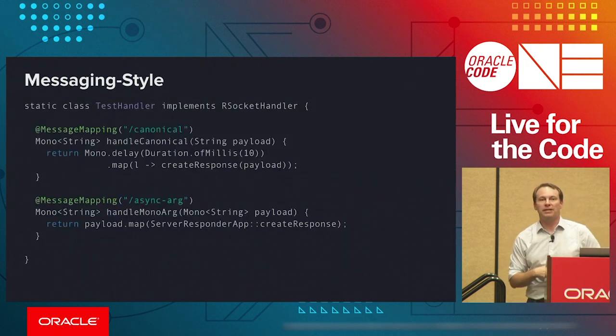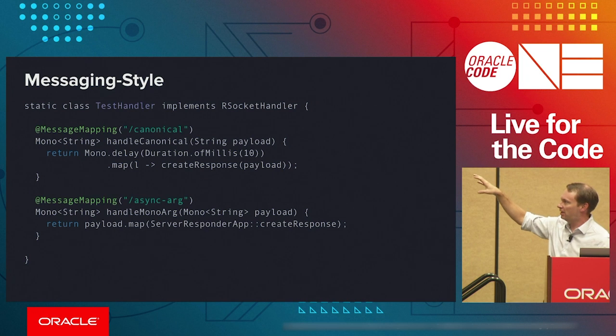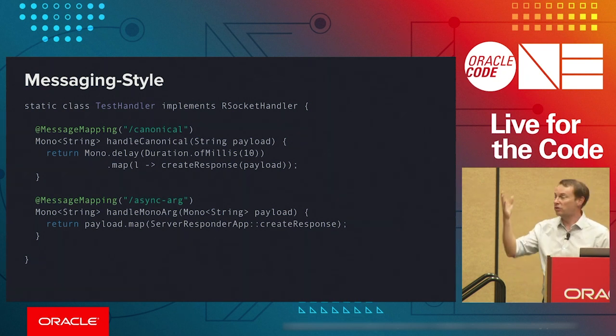If you're more of a loose coupling messaging style person, I apologize for how small this font is on here. But if you're familiar with the way Spring does messaging or Spring does web endpoints, things like that, you'll recognize what this is. Now we've got a class that has a method on it, takes in a payload, returns a Mono of that payload. And we have a message mapping basically saying that if a message comes into me across one of these connections and it wants to go to /canonical, this method gets invoked.